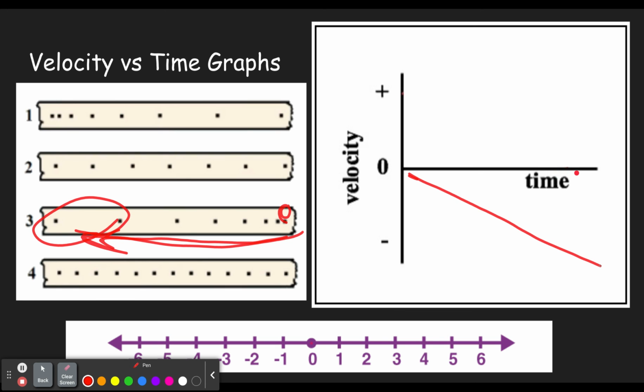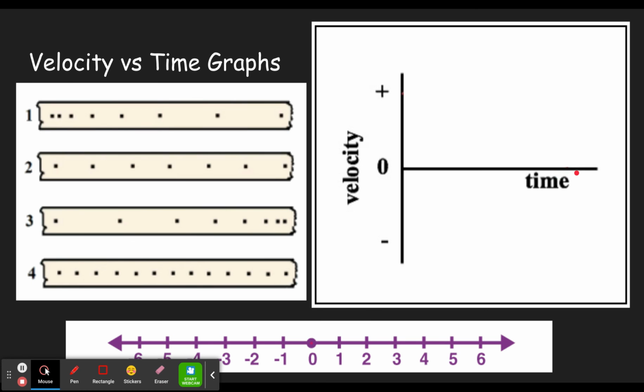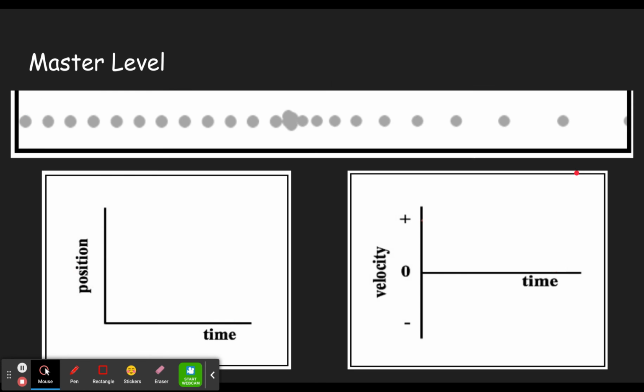All right, so that will get you through the apprentice level, okay? Understanding velocity time graphs and position time graphs. For the master level, you have to combine them. We're going to do this going both ways as well.